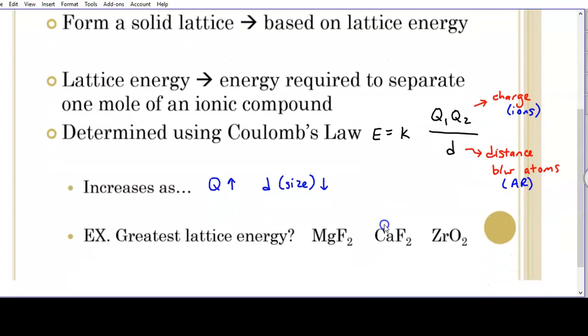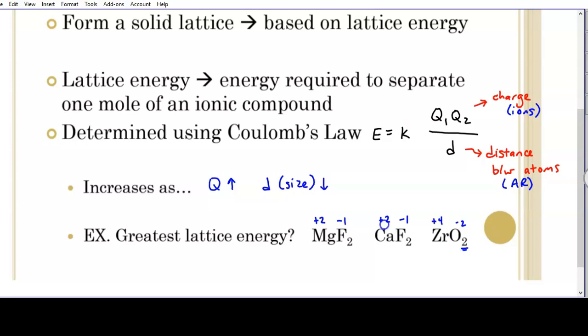So the types of questions you'll see is something like this. It may ask you to identify which of the following has the greatest lattice energy. The first thing you want to do with a problem like this is identify the charges of the ions. So Mg is plus 2, F is minus 1. Calcium is plus 2, F again is minus 1. We know that oxygen is negative 2. I have 2 of them, so therefore zirconium must be positive 4.